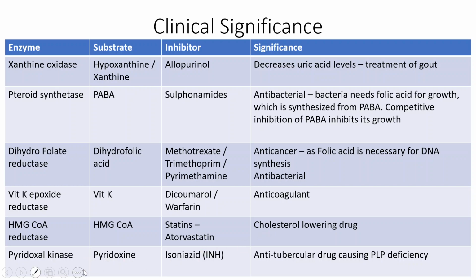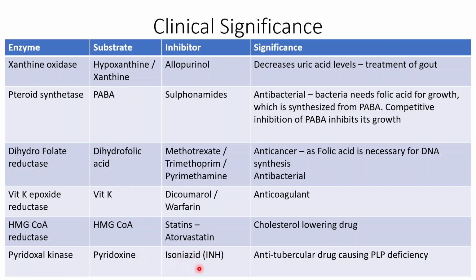Another important enzyme is pyridoxal kinase. Pyridoxal kinase acts on the substrate pyridoxine and leads to formation of the active form of pyridoxine, that is pyridoxal phosphate.